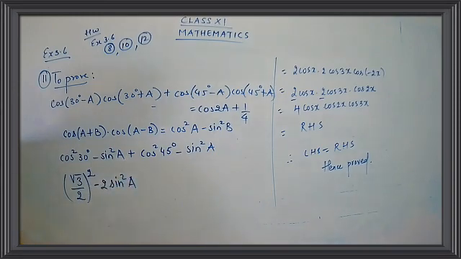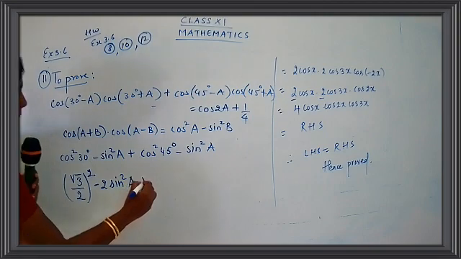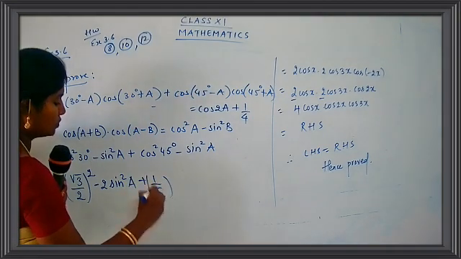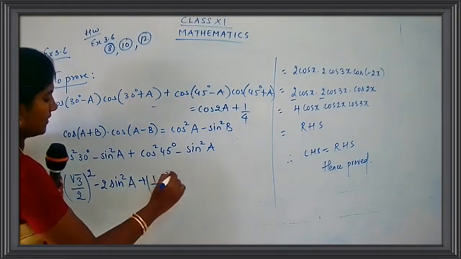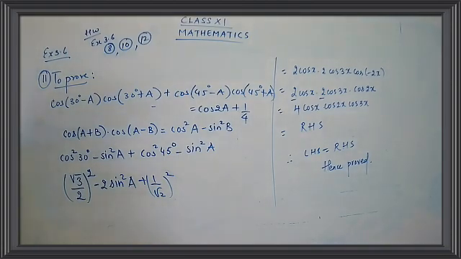What is the value for cos 45? It's 1 by root 2. So just put here plus 1 by root 2 the whole square. Okay, so I have just substituted the value. So I got the value for cos 30. That's root 3 by 2 the whole square, minus sine square A minus sine square A gives you minus 2 sine square A. And cos 45 is 1 by root 2 the whole square.